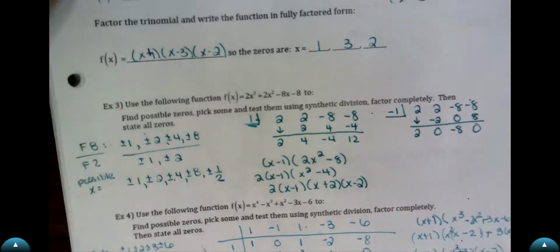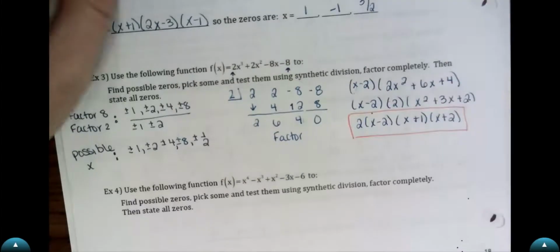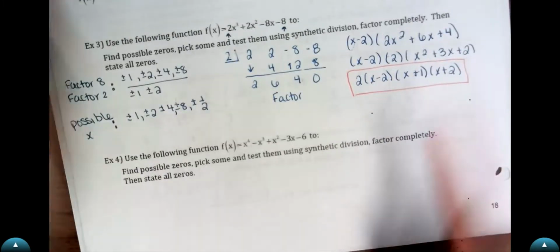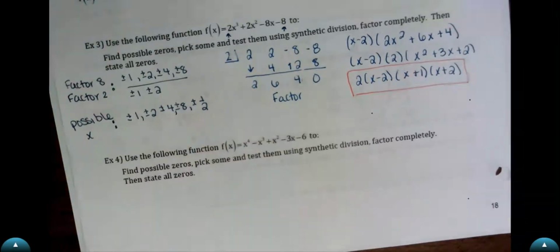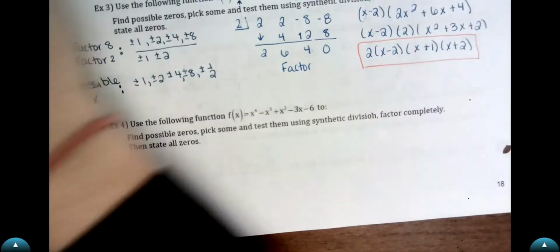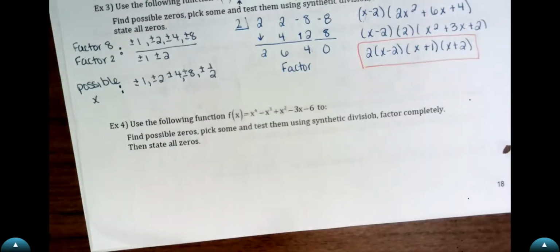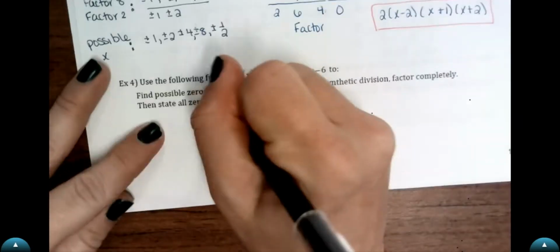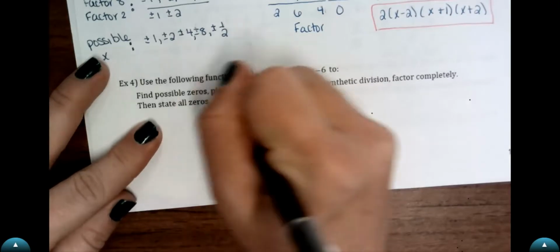And then for this last one, I am going to go through this one with you and kind of model a shortcut to do a whole bunch of these synthetic divisions without having to write 10 different synthetic division charts. You can do it with one big one. If you don't like it, you don't have to use it, but I figured I would present it to you.